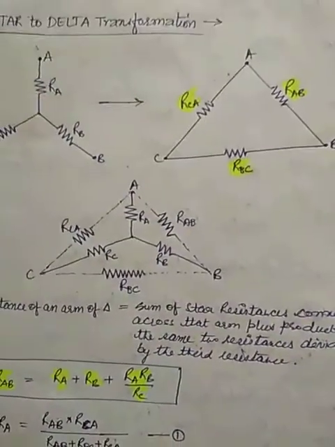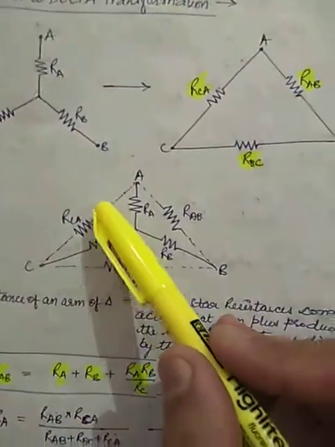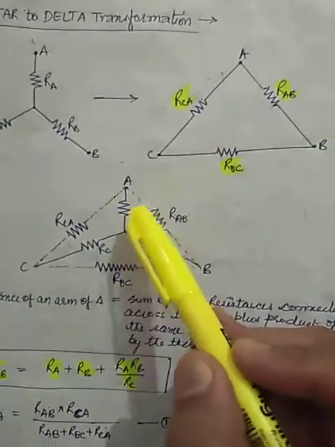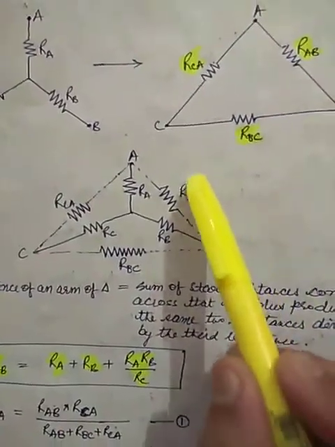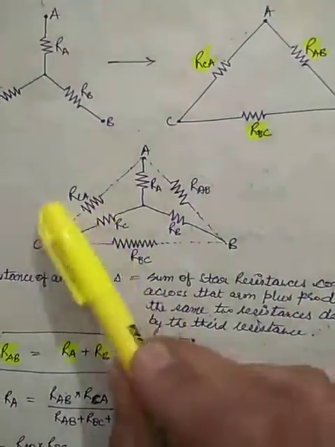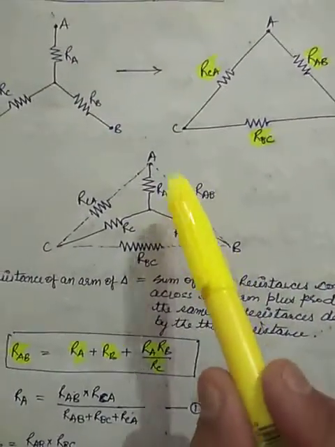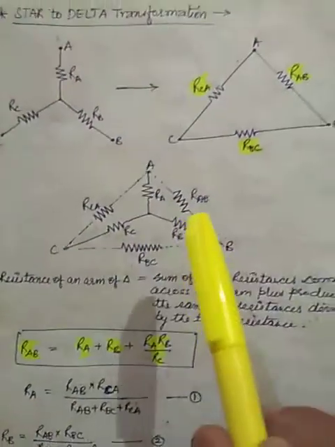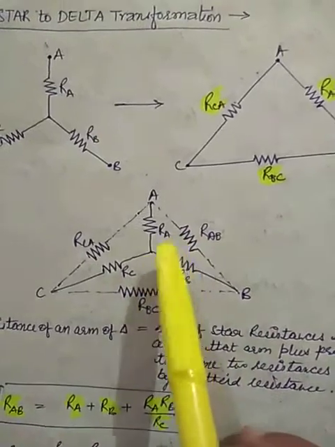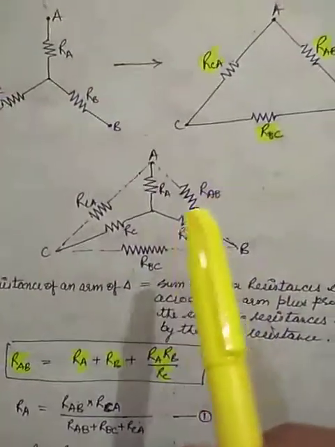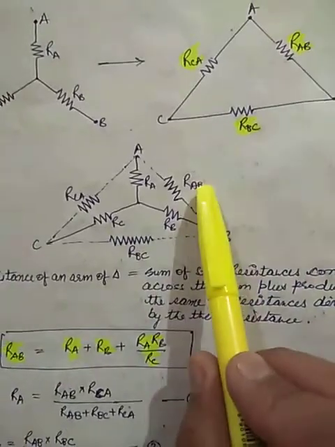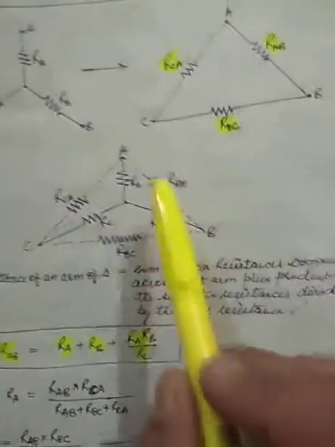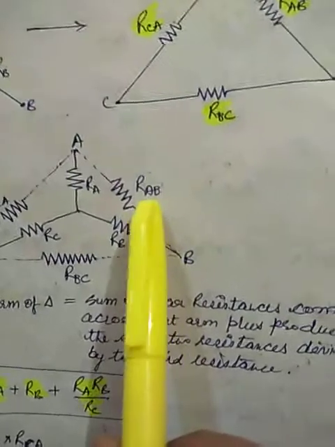In this, the delta arms are represented by dotted lines. So our aim is to calculate the values of RAB, RBC and RCA, the values of the delta arms. With the help of this diagram we can calculate RAB, RBC and RCA directly. How? Here we can calculate the value of RAB.